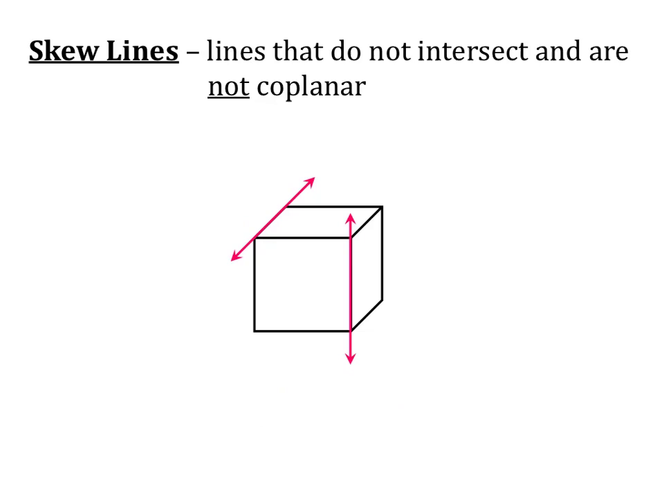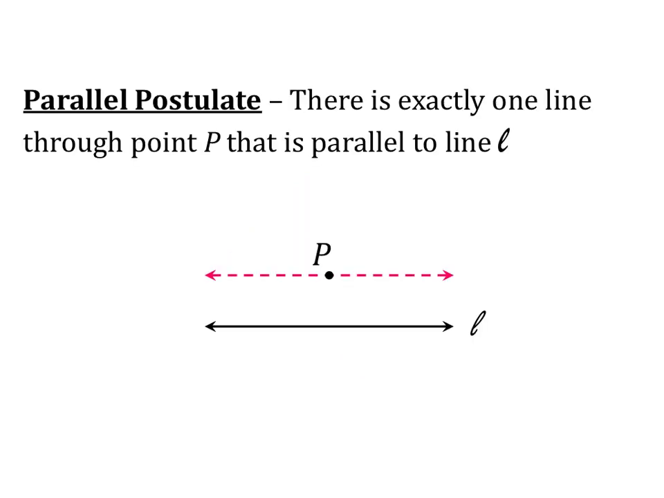Skew lines are lines that do not intersect and are not coplanar. If you look at the picture, this is a cube, and we have a line on the top surface and a line on the front surface. Imagine your desk: this would be a pencil, and this would be the leg of your desk. They're on different planes, so they would never intersect, and we call them skew lines.